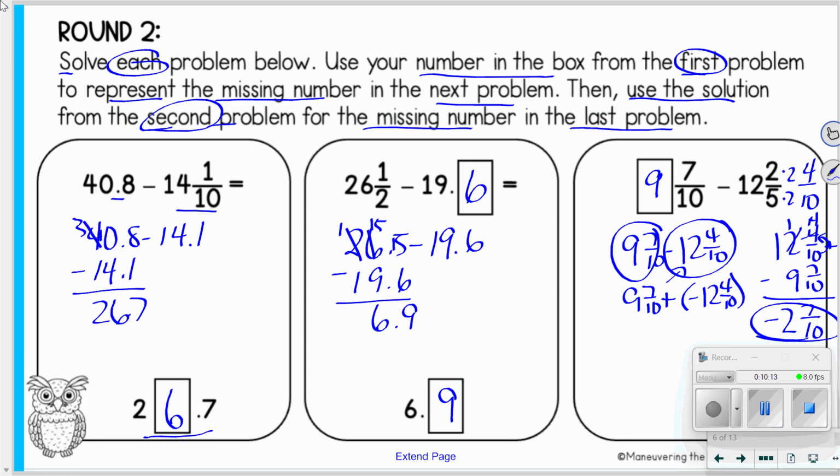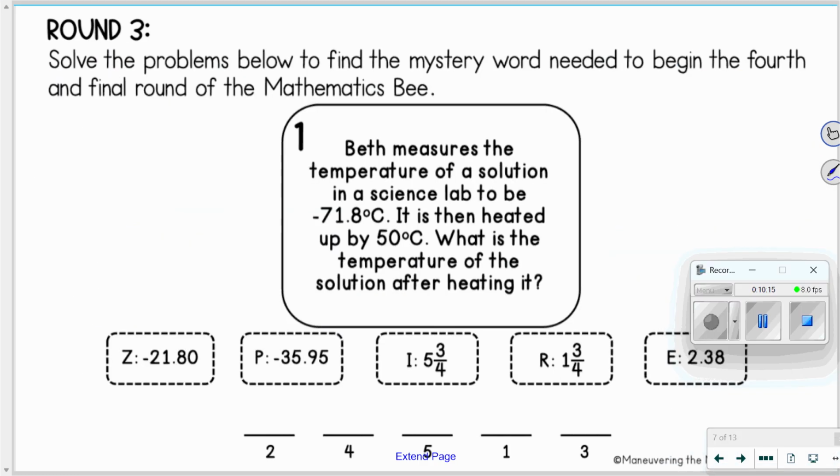Okay, so let's tally up our points. Hope you guys finished the rest. So let's go through this.